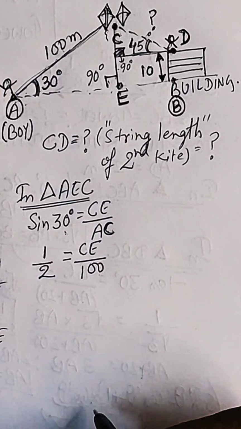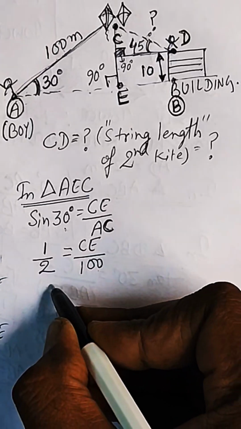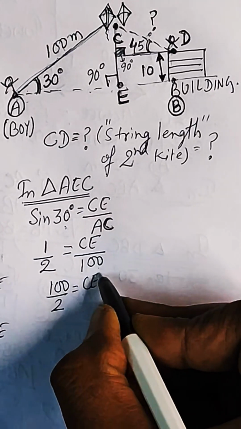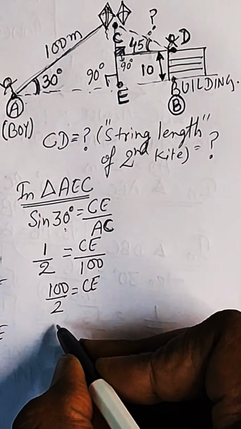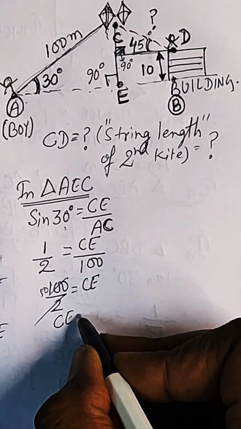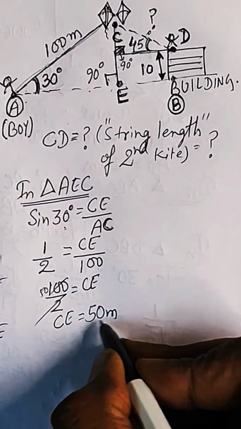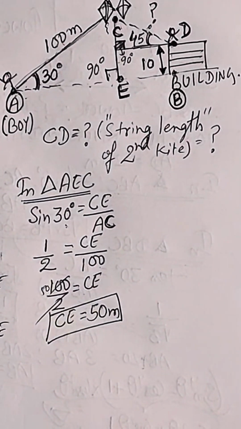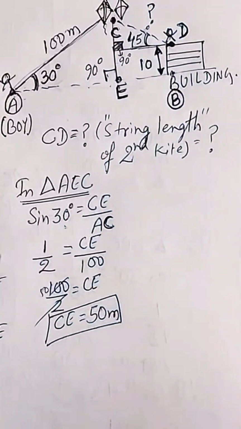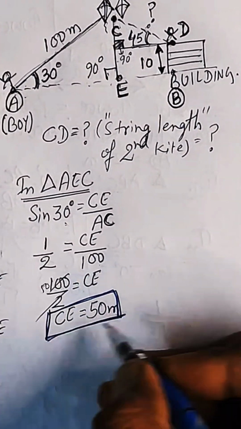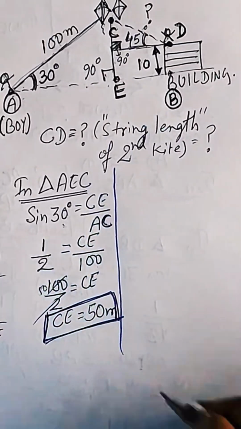So, this will give you the value of 100 by 2 as the length of CE, which is coming as equal to 2 will divide 100 in 50 times. So CE is equal to 50 meter. CE is equal to 50 meter, my dear friends. That means we have calculated this length C to E, and that is equal to 50 meter.